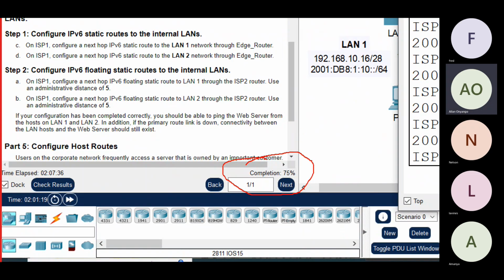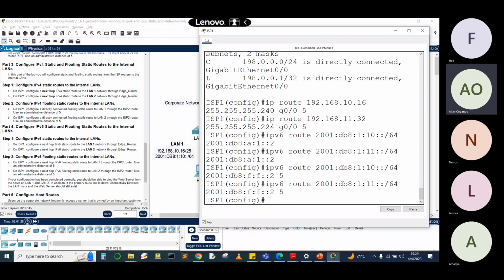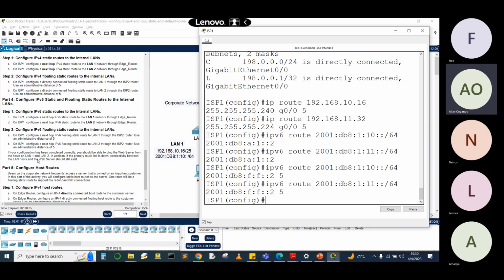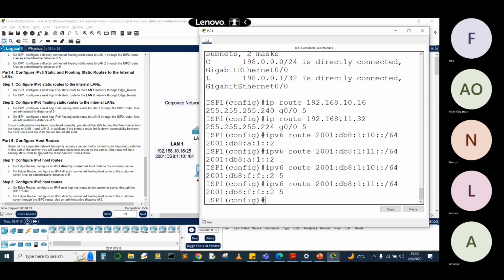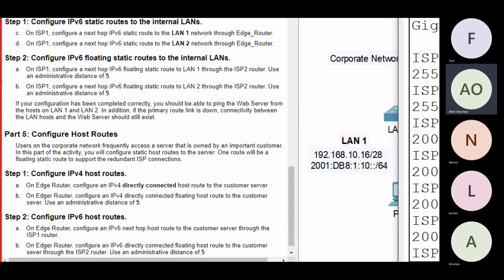All right. Okay. So once we do that, then I want us to now tend towards finishing. Okay, so let's go to part 5 now. We are being given a note here, and it is saying that if your configuration has been completely corrected, you should be able to ping the web server from the host on LAN 1 and LAN 2. In addition, if the primary route link is down, connectivity with the LAN hosts and web server will fail.